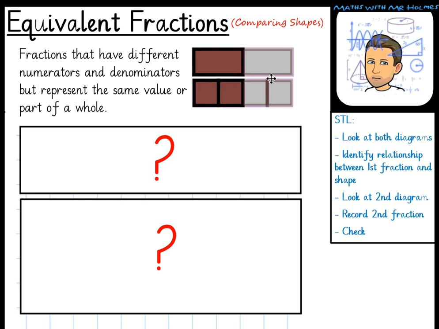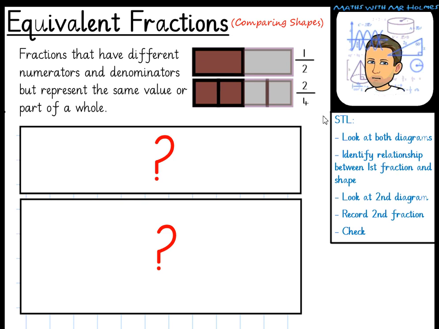Like in these two chocolate bars, if they were to eat the same amount, this person has 2 large pieces, this person has 4 smaller pieces. If this person was to eat one of their large pieces, or 1 out of 2, 1/2, the person with the smaller pieces would need to eat 2 to have eaten the same amount of chocolate. 2 out of 4 pieces, or 2/4. So 1/2 and 2/4 are equivalent.